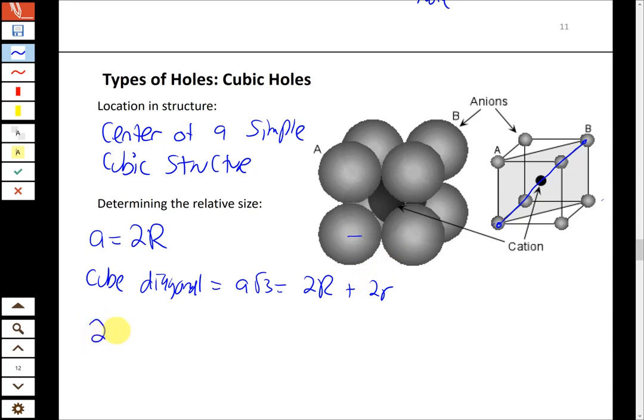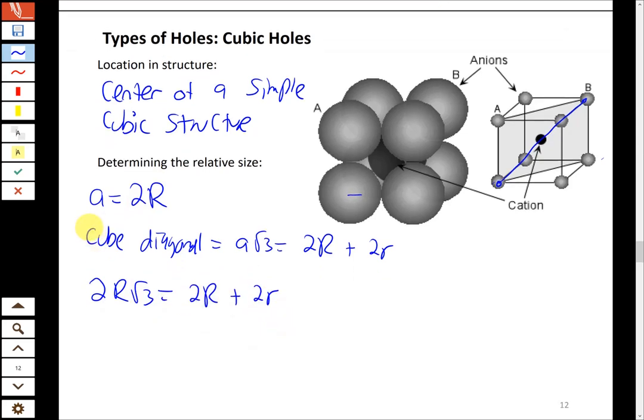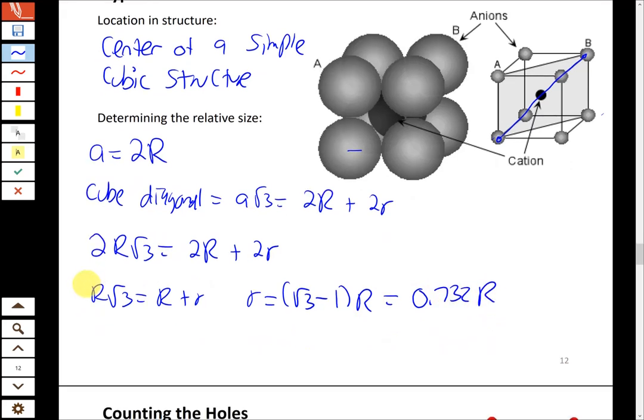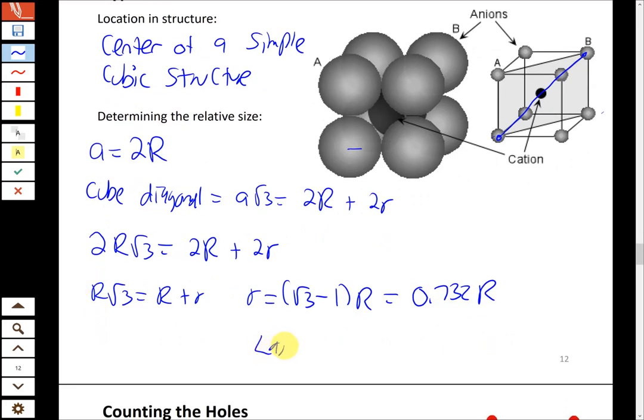So we replace A with 2R, so 2R radical 3 is equal to 2 times big R plus 2 times little r. Simplify, R radical 3 equals R plus r, and then we solve for small r, which is the radius of the cubic hole. It's going to be square root of 3 minus 1 times big R, which is 0.732 times big R. So again, this is the largest hole yet.